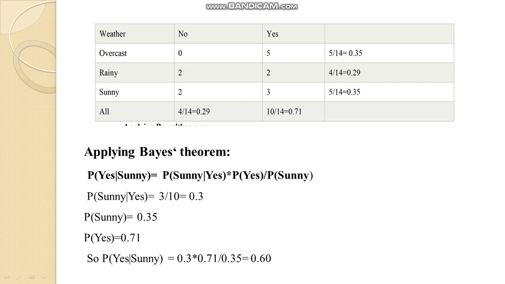Next, apply it using the likelihood table. So applying the Bayes theorem, P(Yes|Sunny) equal to P(Sunny|Yes) into P(Yes) divided by P(Sunny). P(Sunny|Yes) equal to 0.3, P(Sunny) equal to 0.35, and P(Yes) equal to 0.71, so P(Yes|Sunny) is equal to 0.60.